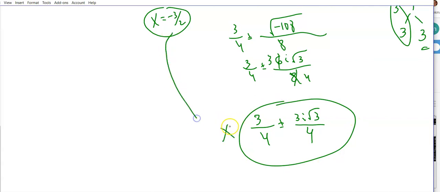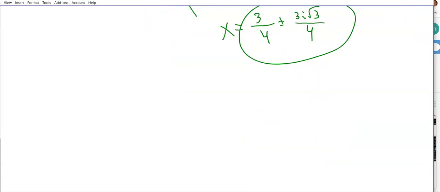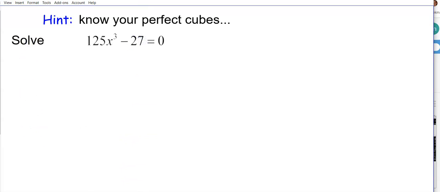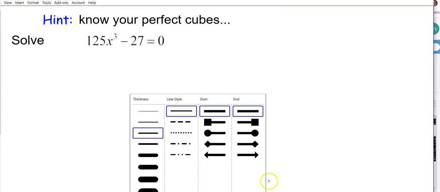So I get 2 different answers. Oh, you get 3 different answers. Sorry, that's a plus or minus. So you get x equals negative 3/2 or x equals that, those answers. Know your perfect cubes. We've already talked about that. So that's going to really help you if you're doing a problem like this. You might just want to stop it and try to do this one on your own. I'll do it real quick.